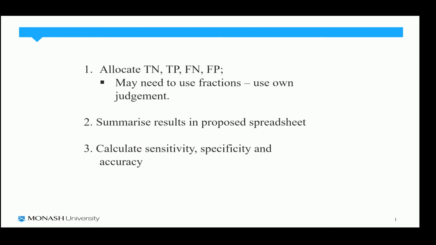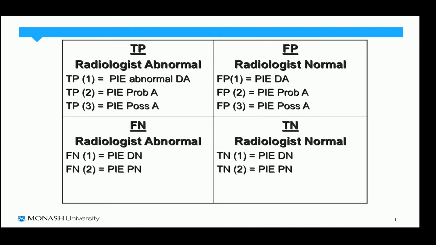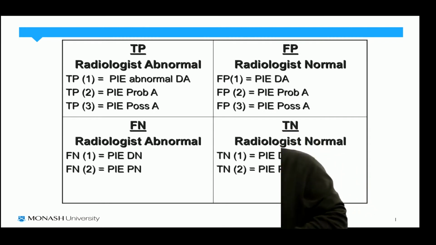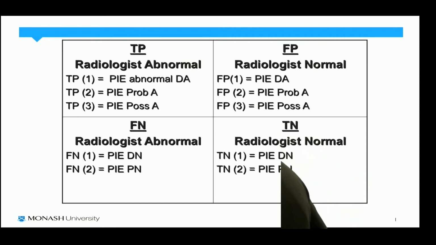So to allocate the true negative, true positive, false negative, and false positive, you might need to use fractions, especially if there's more than one abnormality, and then summarize your results in the proposed spreadsheet. And then, as mentioned, you need to calculate sensitivity, specificity, and accuracy.